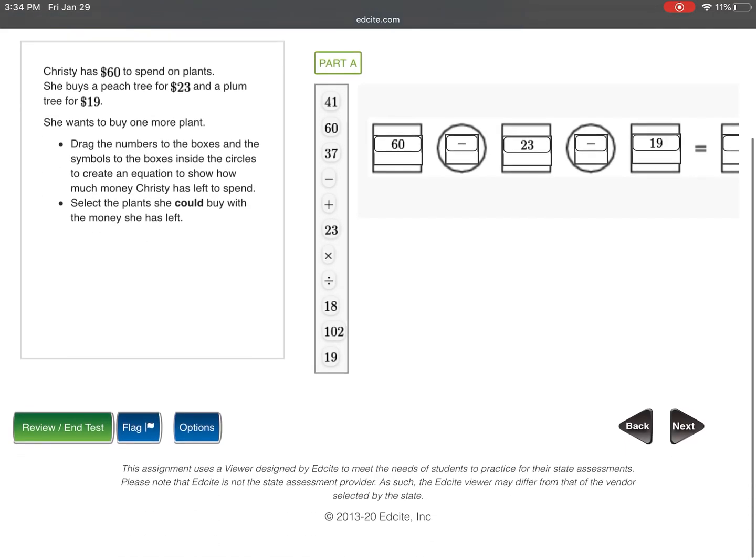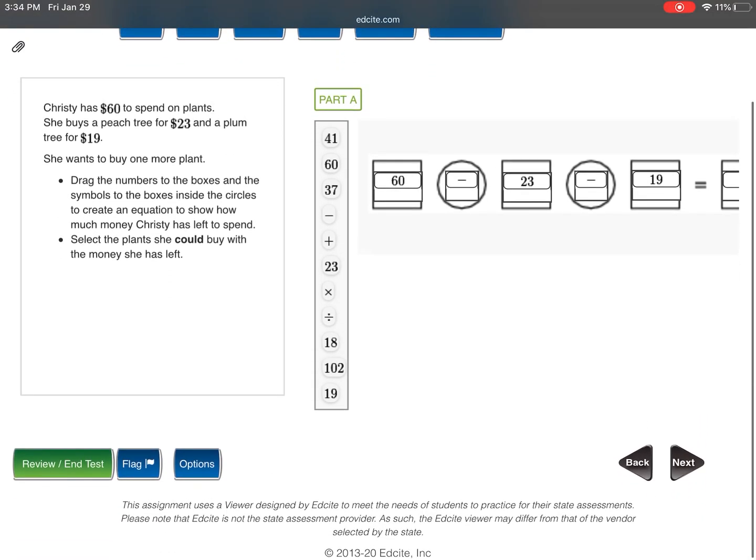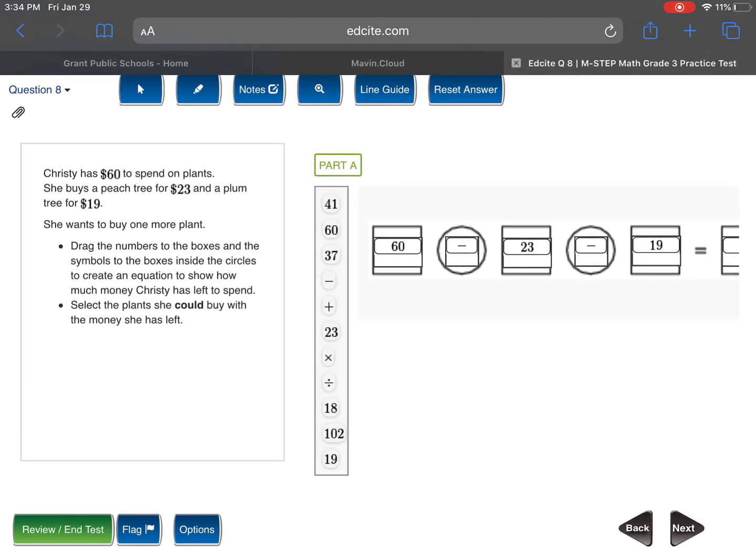Now, this is just a practice, so it doesn't show us everything really well. But you can see how it says Part A, and then on the real test, there would be a Part B, and then it says select the plants she could buy. So we would have to look at the 18, and then there would be different plants, and we would have to pick all the ones that are $18 or less that she could buy. So you can see on these MSTEP practices, it's really, really important to read carefully, to have a paper next to you to write down problems, and sometimes to read more than one time or to break it into chunks. We're going to go on to question 9.